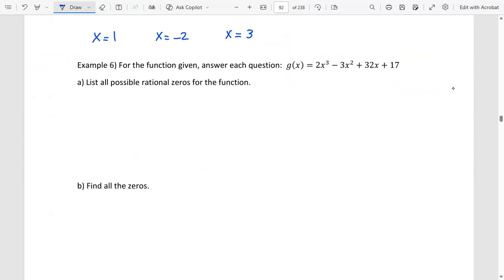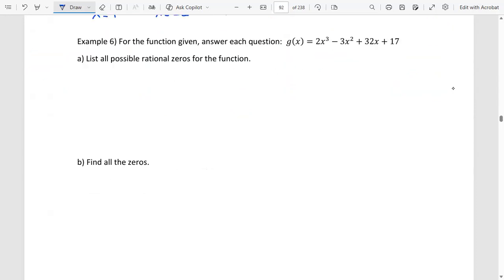Next example. We have a function, and we want to find all of the zeros. First, we need to list all possible rational zeros using P and Q. P are the factors of the constant term, and Q, the factors of the leading coefficient. All of the possible factors of 17 are just 1 and 17 because there is no other number that you can divide 17 by. For 2, we have 1 and 2.